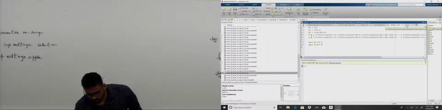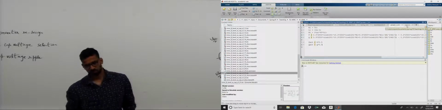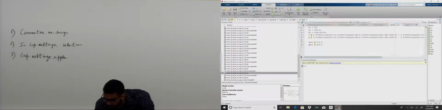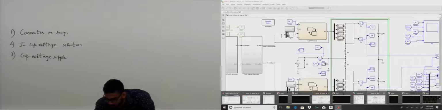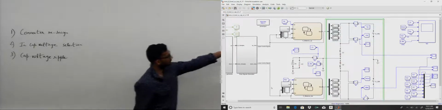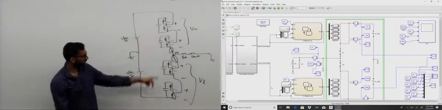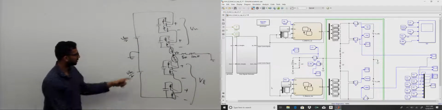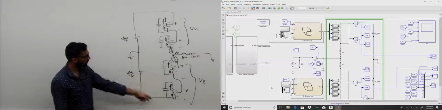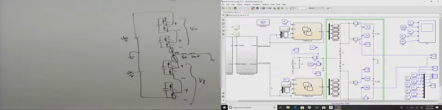Okay. So the next question is initial capacitor voltage selection. This is useful because we know what the net voltage produced in the arm is, and how the DC link current is produced as a function of the net voltage in the leg and the leg parameters, and things like that.